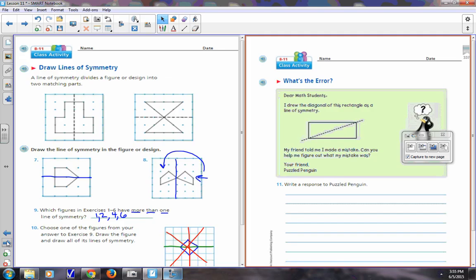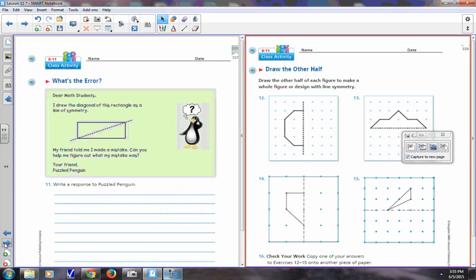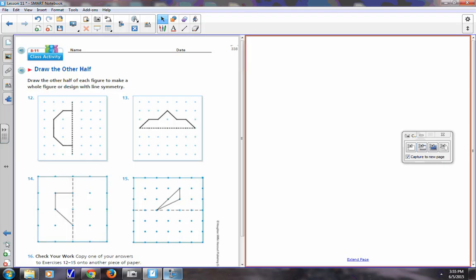Here's our friend Puzzle Penguin, and we'll talk about Puzzle Penguin in Math Workshop tomorrow. So you can flip to the next page on this one, but it'll be our conversation piece for Math Workshop tomorrow.